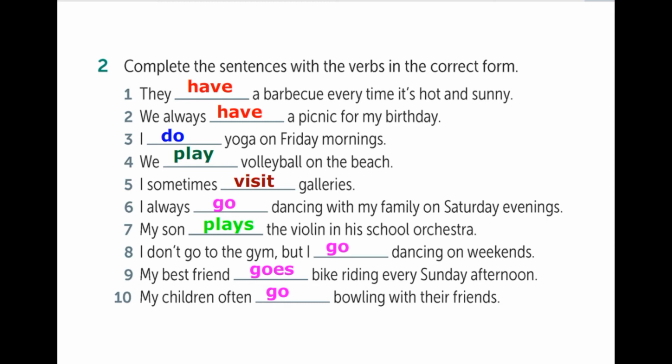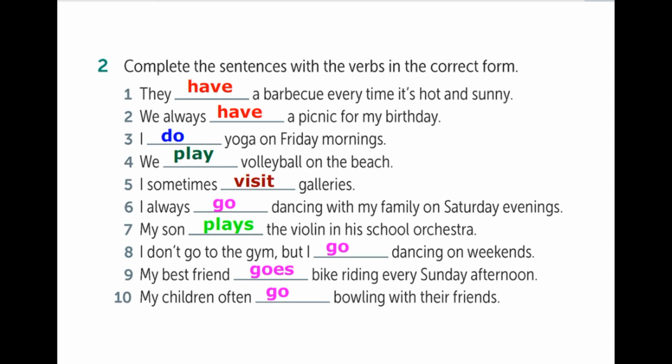Number 9, my best friend goes bike riding every Sunday afternoon. In this situation, my best friend is he or she, the third person singular. So I add es for the verbs finished in o. Remember? Simple present tense for he, she, it, we add s for most of the verbs and es for the verbs ending in ch, sh, x, o, z, and s, right? So I say I go, but I say my best friend goes. And number 10, the last one, my children often go bowling with their friends.